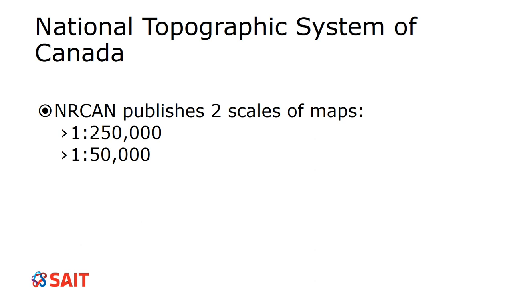The National Topographic System of Canada is published by NRCan, which is Natural Resources Canada, and they publish two different scales of maps. This is all topographic maps, so it's really important to identify that this is scales. 1 to 250,000 is the first kind of map, and then 1 to 50,000 is the other type of topographic map. It's not a thematic map or anything.